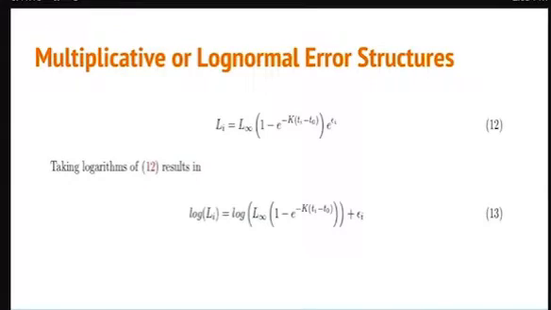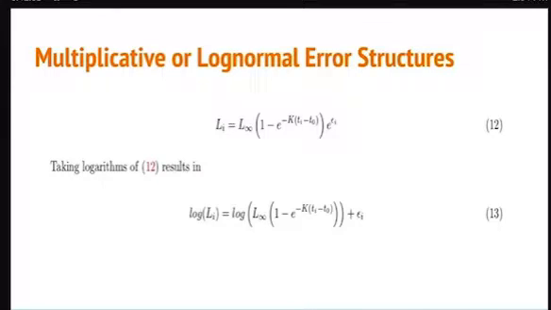Now, how can we fix the problem? You know what we've done in linear regression. When there's a problem, we transform. We can introduce log, square roots. We have different kinds of transformation. But in the case of the Bertalanffy growth model, we're going to consider the way error enters the model. We want to see the multiplicative log-normal error structure.